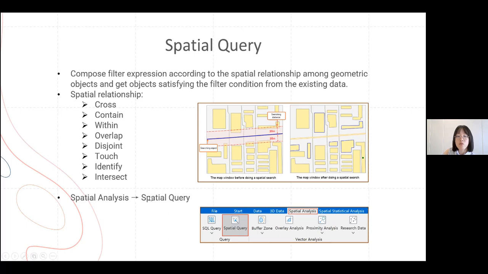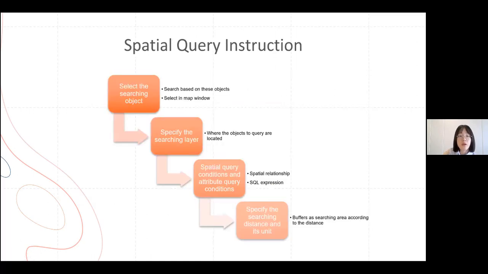And you can find this tool under the Spatial Analysis tab in the query group. Here directly, you can see the tool called Spatial Query. And so here is a more detailed introduction on how to use this tool. So first, as we said, we need to select the searching object. So all our spatial query would be based on the searching object or features we selected, like the road in the center of the map. And we have to select it in the map window.